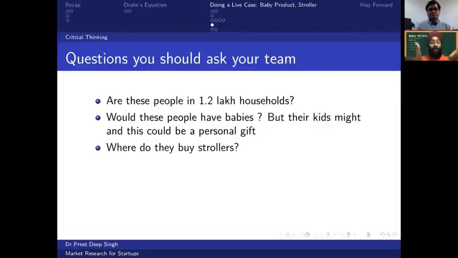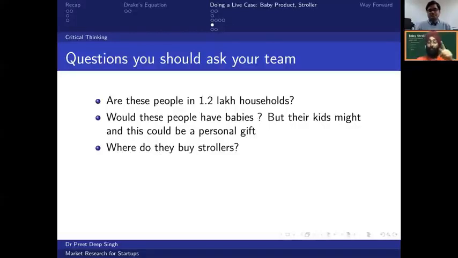If that is the case, you are playing the wrong game. Another question here, right? 1.2 lakh individuals earn this money. Does that mean 1.2 lakh households earn this money? Right? This is another critical thought.